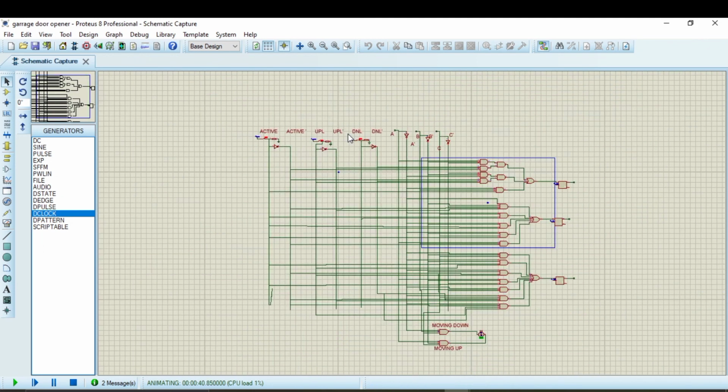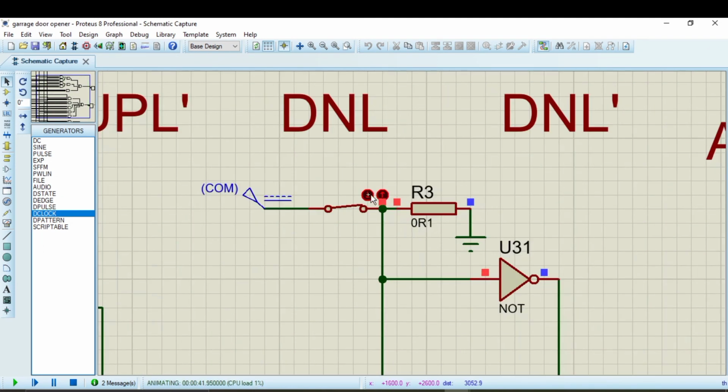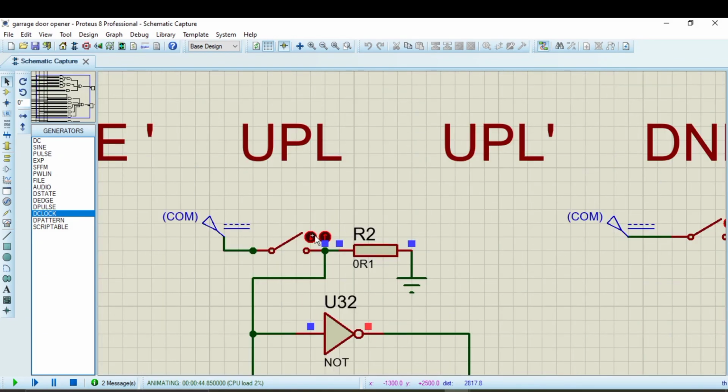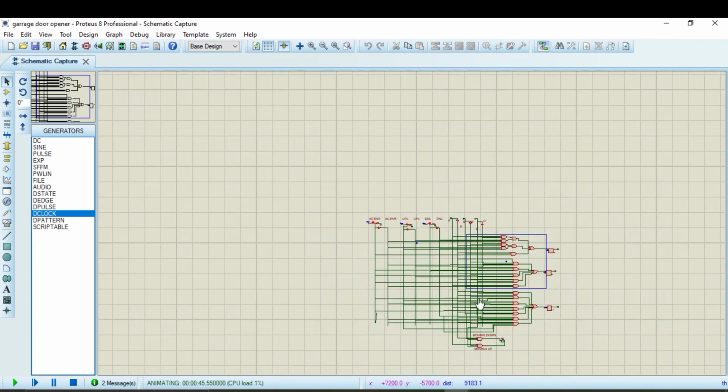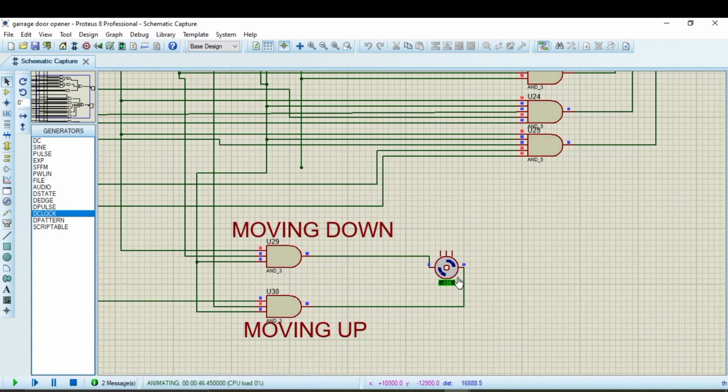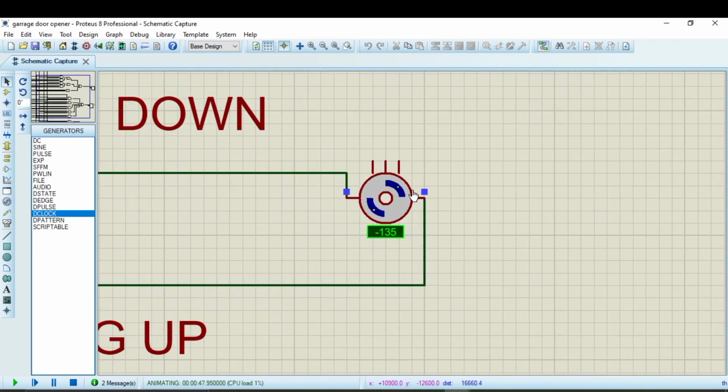When I open this button, the DNL button has been opened, and then the UPL button has been closed. If this motor comes towards the extreme position, which you can see is that the door is now up, it will let the door be closed, meaning that it is rotating from anti-clockwise to clockwise direction to close the garage door.